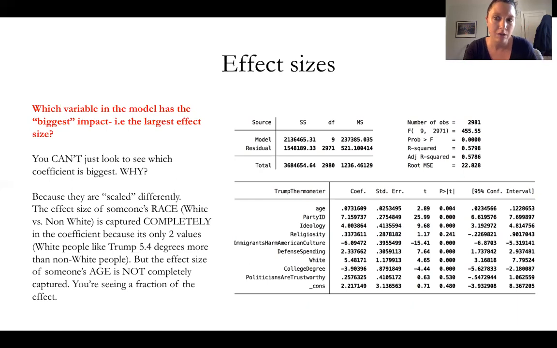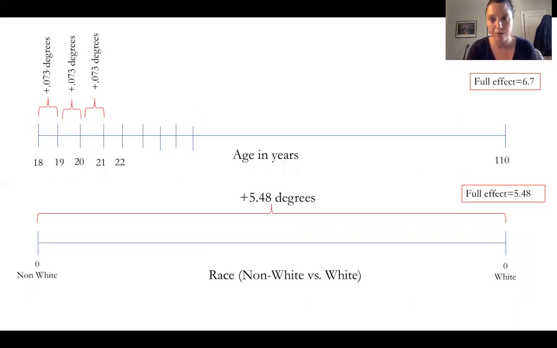So if that sounded a little bit confusing, I have a visual to make this clear. We said for age, we interpret it as for every unit increase, so for every year someone gets older, the thermometer goes up 0.073 degrees. But we have to keep on doing that over and over and over until we reach the end of the scale. There are all these different points for age on the scale. But for someone's race, there's only 2 options. So going from a 0 to a 1, going from non-white to white on the race scale, that's the whole variable.